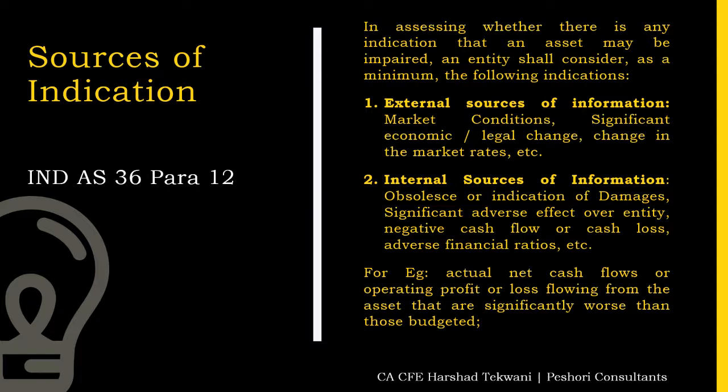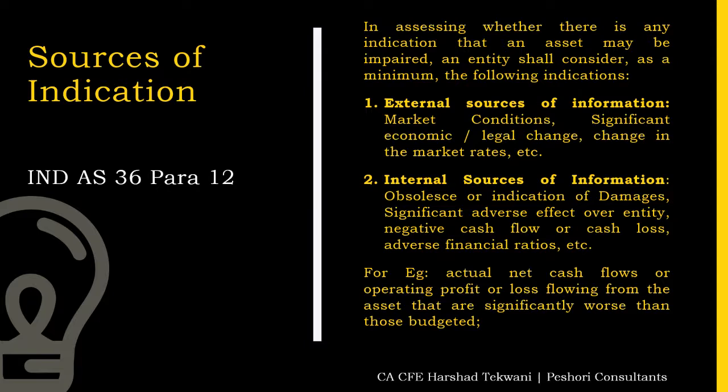Change in market rates. For example, we used to import the raw material for production. Now because of change in the forex rates, the raw material is rarely available. It's very costly also. So in that case, it can hamper your production and your machinery, and you need to check for the impairment analysis of your asset.